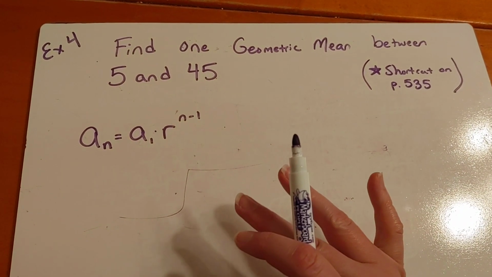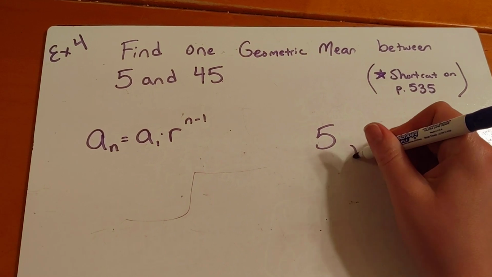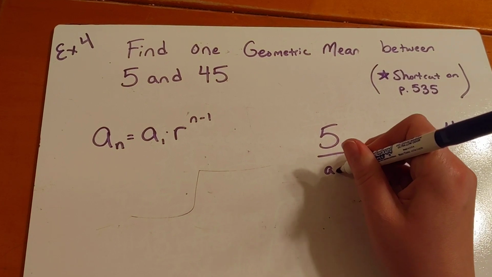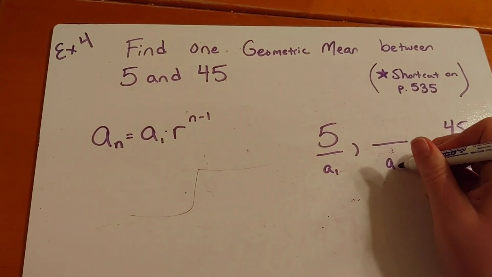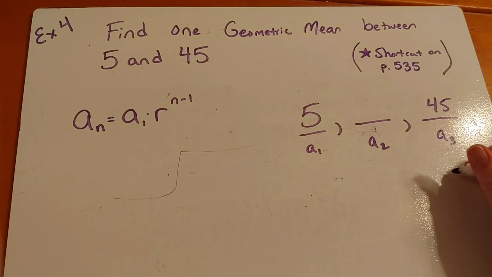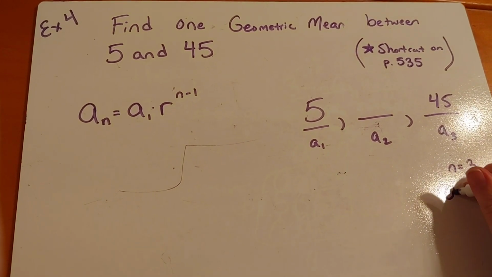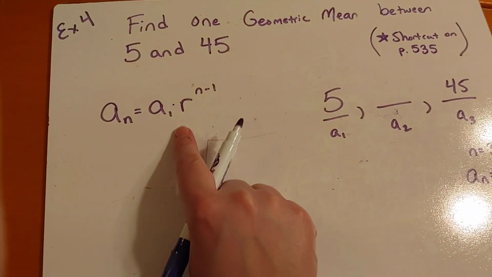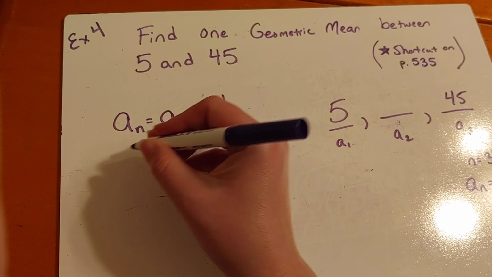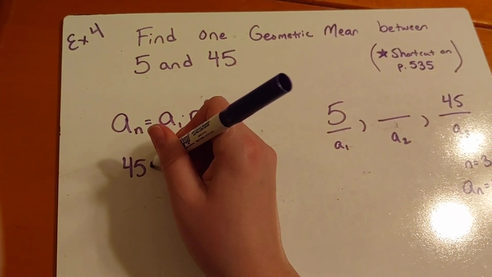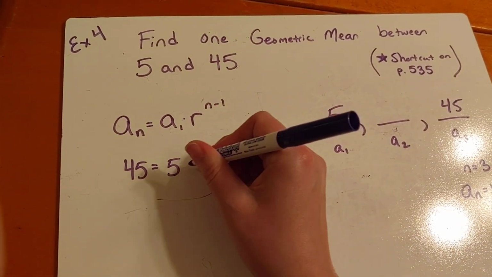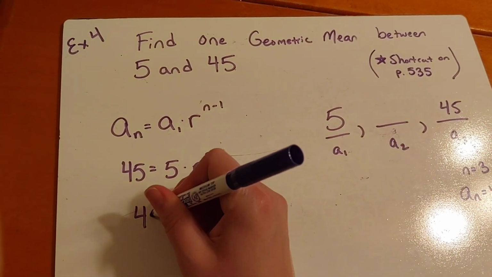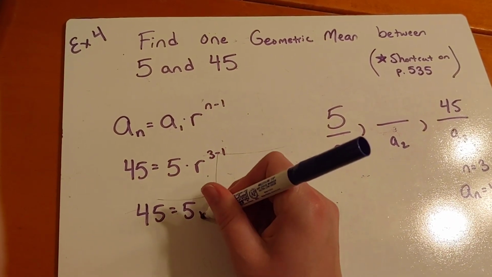I'm going to just do it the normal way. So if I'm looking for one geometric mean, I know my first term and I know my third term. It's 5 and 45. I am missing my second term. So that means that n in my case is 3 and a sub n is 45. Let's go ahead and find r in our formula. A sub n is 45, a sub 1, 5, times r to the power of what's n? 3 minus 1, 45 equals 5 times r squared.